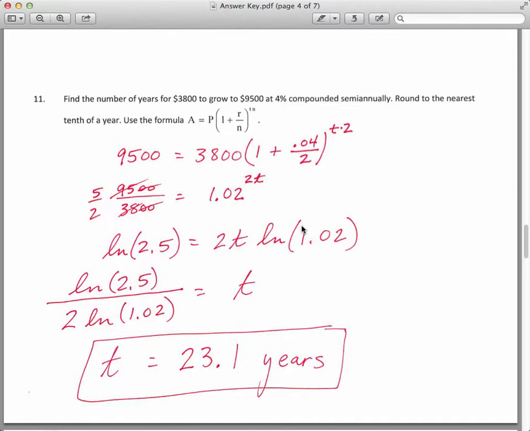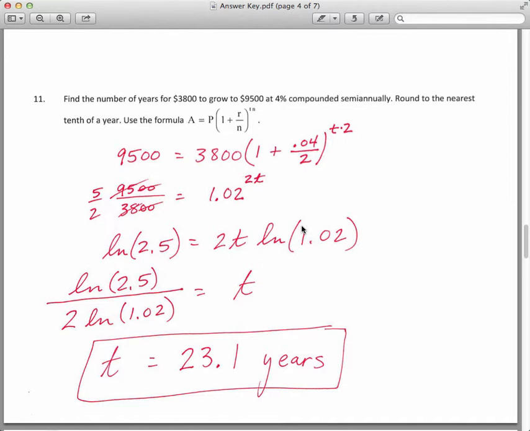So a 10 has 1 zero, so remember what I said earlier. The number of zeros tells you how many decimal places. So tenths would be 1 decimal place in our answer. So semi-annually means twice a year. So that means that n in our formula is 2.